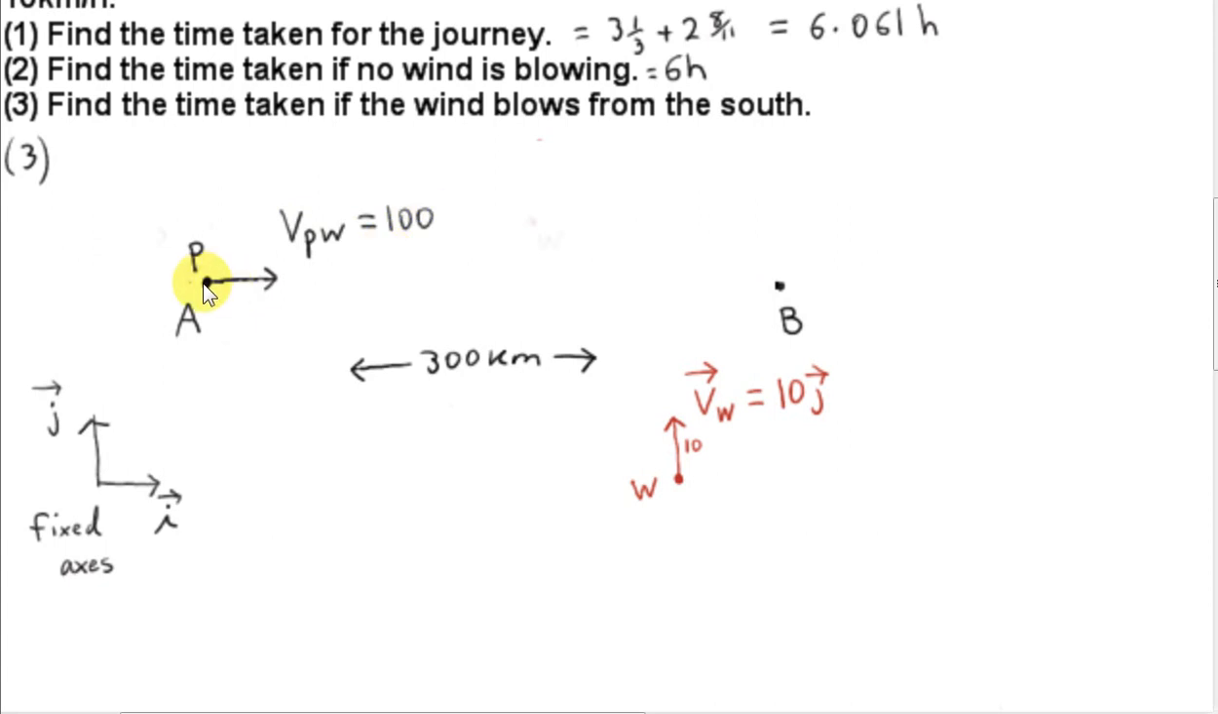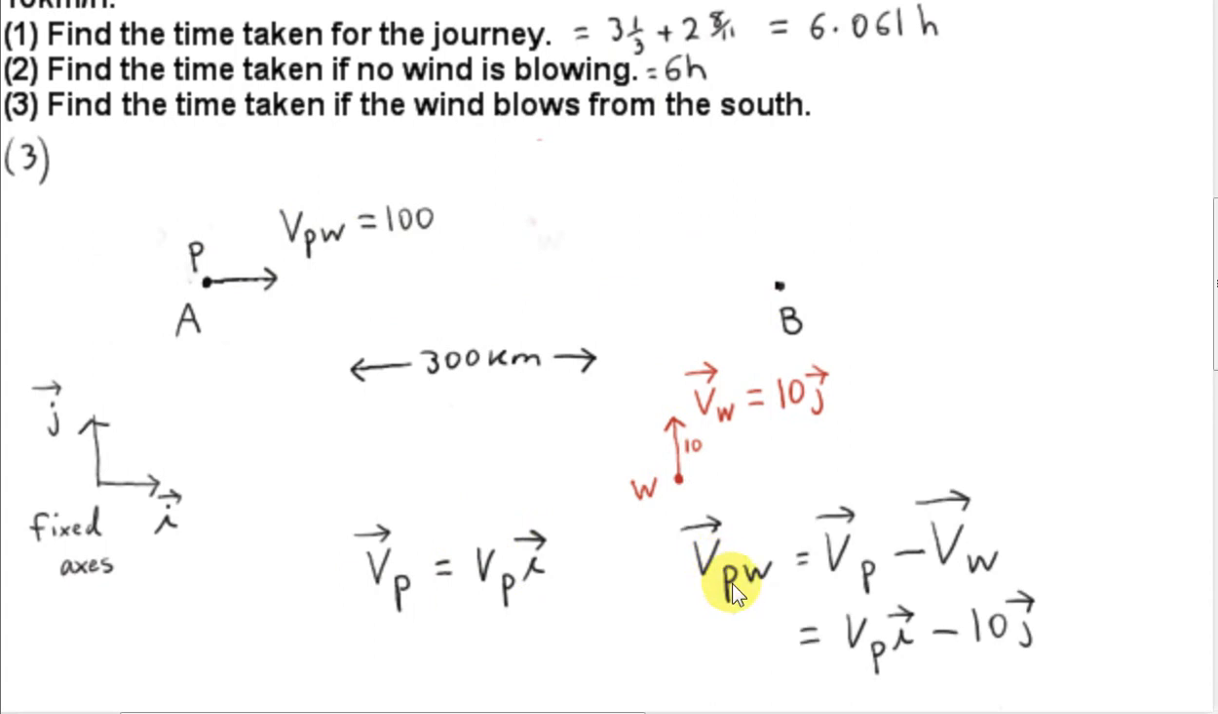So the plane starts here at point A. Now we want the plane to move east. So we want its velocity, Vp, its velocity relative to the ground, to be entirely in the i direction, no j component, just like before. So even though there's a wind blowing north, we want the plane to maintain a straight line course from A to B.